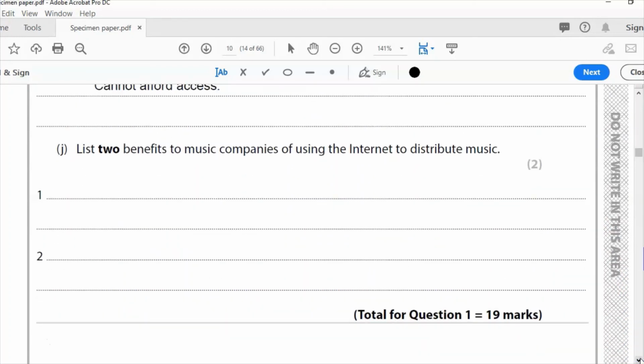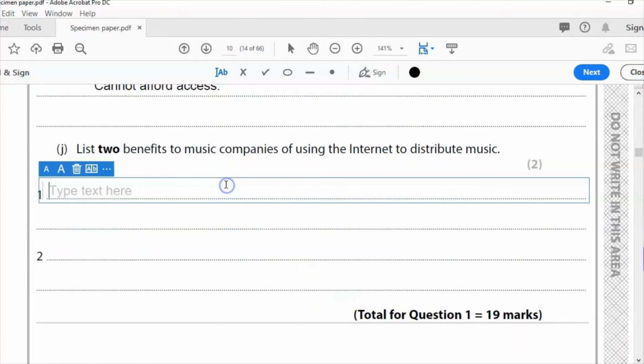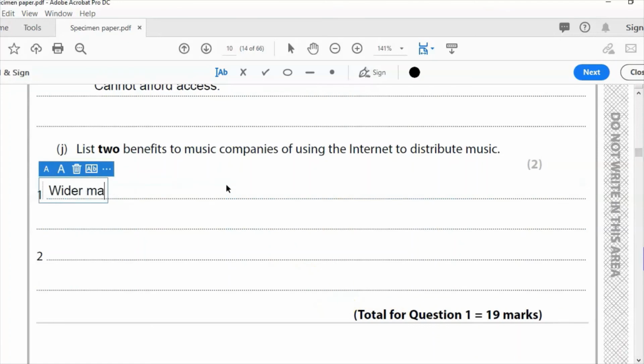And we're into the final question, J. List 2 benefits to music companies of using the internet to distribute music. Well, you've got a wider marketplace. So rather than your own country, you now open that up to the wider world. And it's a much bigger marketplace that you open yourself up to.